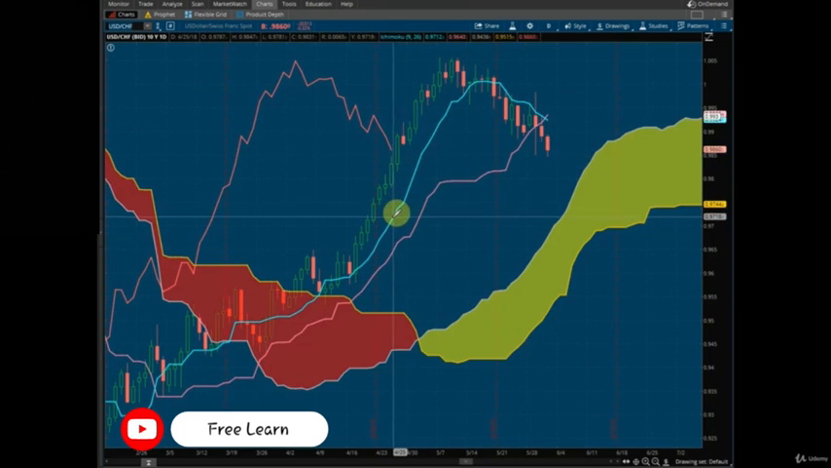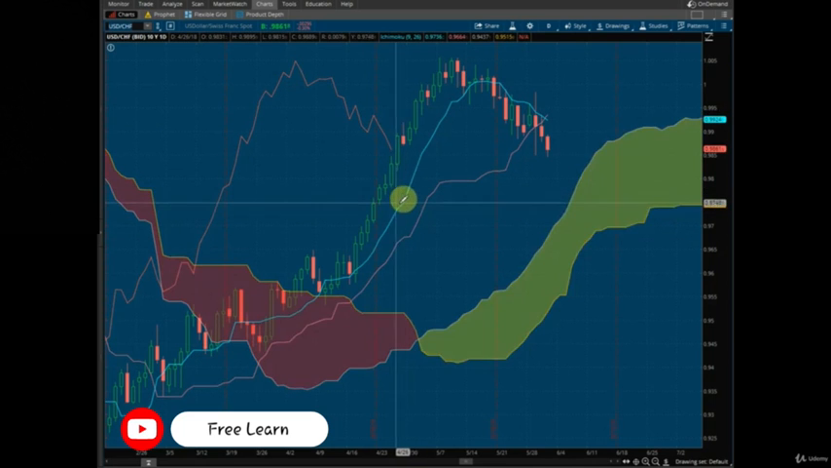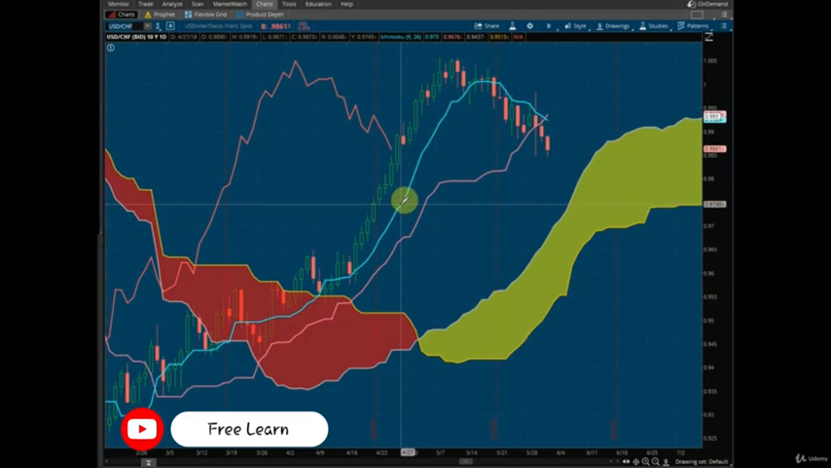So once again, the Tenkan Sen, the blue line, is a 9-period rolling mid-price. They take the mid-price of 9 periods and they plot them over and over and over every time a new candle closes.